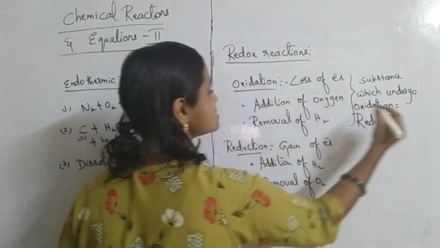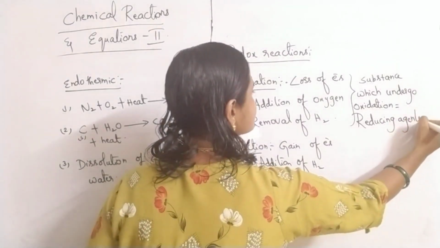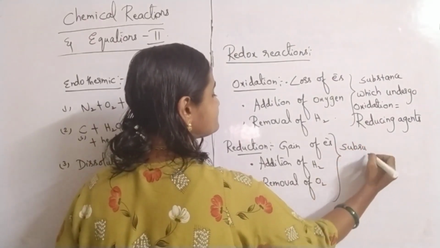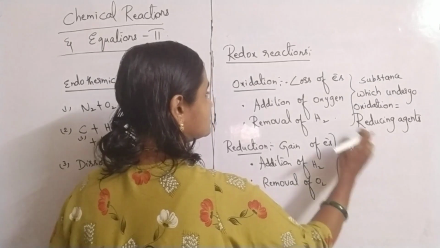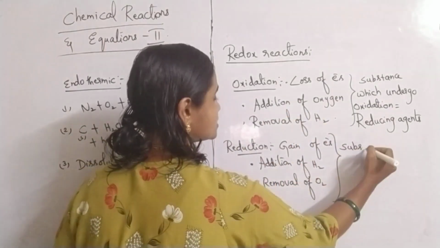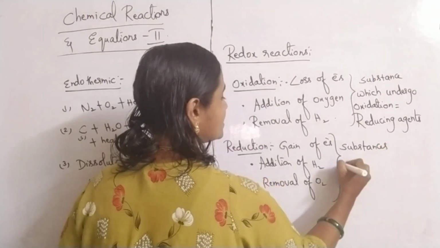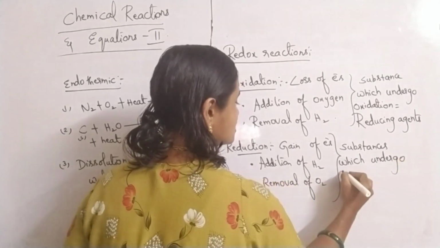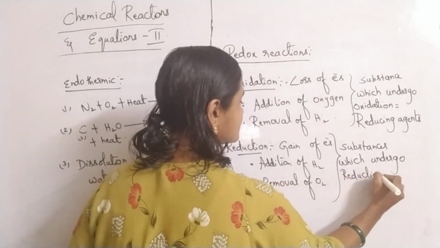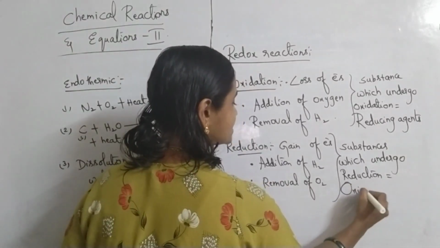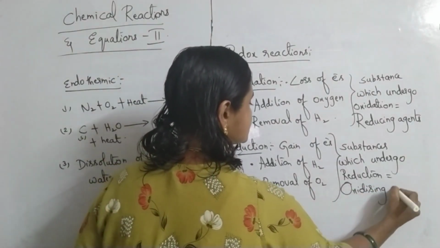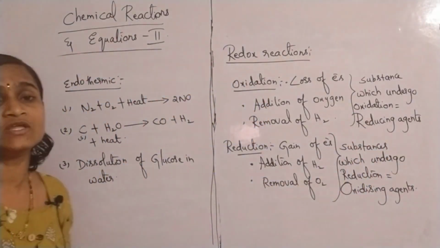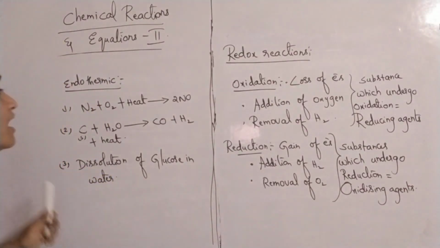Substances which undergo reduction are called as what? Oxidizing agents. Substances which undergo reduction are called oxidizing agents. Generally, metals are considered to be the best reducing agents. Please understand the point carefully.